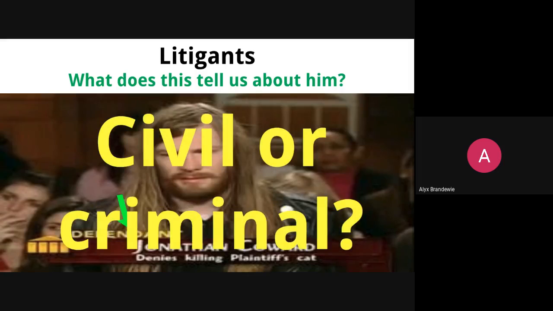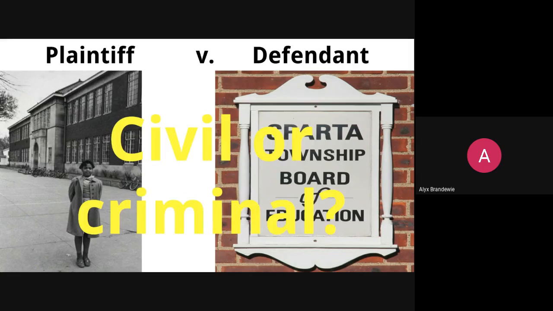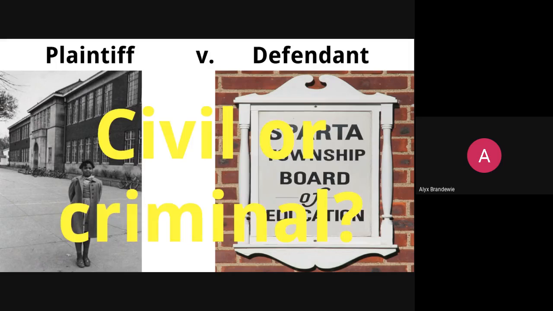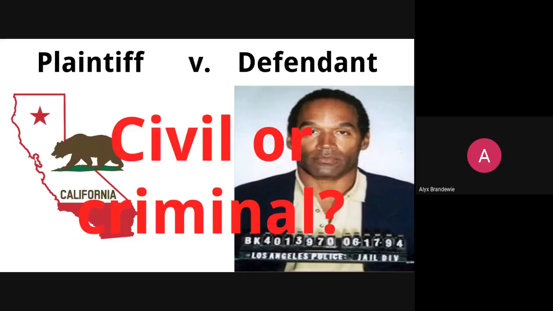Obviously, this one and all of the court television that you see, Judge Judy, Judge Joe Brown, whoever it might be, that's civil law. In Brown v. Board of Education, however, the Brown family is the plaintiff. The Topeka Board of Education is the defendant, and obviously that is an example of criminal law, where the Brown family is suing the Board of Education, saying that they are violating the Constitution. OJ versus California, the state of California versus OJ Simpson, is a good example of criminal law.